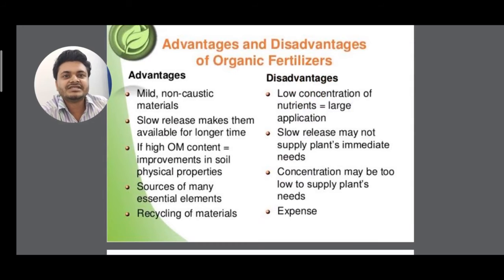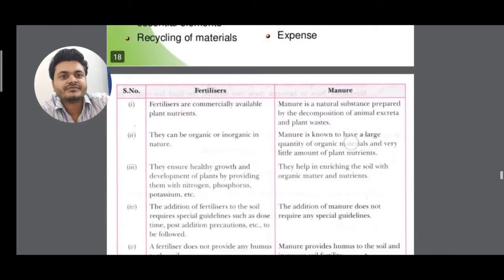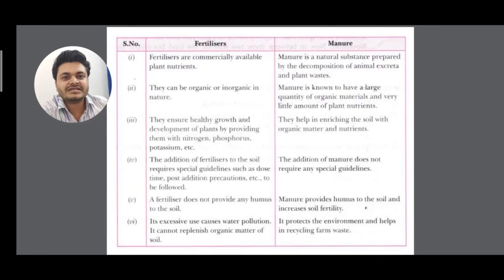Now these are the advantages and disadvantages of fertilizer. You go through it, clear. Advantages of fertilizer are like sources of many essential nutrients, recycling of material can be seen, and disadvantages are like expenses are there, clear. Low concentration of nutrients, large application. So go through it. So these are the differences between manure and fertilizer. You go through it, clear. I have given it very nicely.